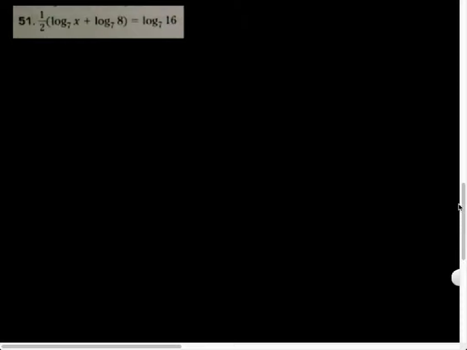like question 51 here, in which I've got a bunch of logs on the left equal to a log on the right. If I can rewrite this whole left-hand side as a single logarithm, that would be amazing. So the first thing I'm going to do is combine these two logs on the inside. You might remember that the sum of two logs is the same as the log of a product. So that's log base 7 of 8 times x equals log base 7 of 16.